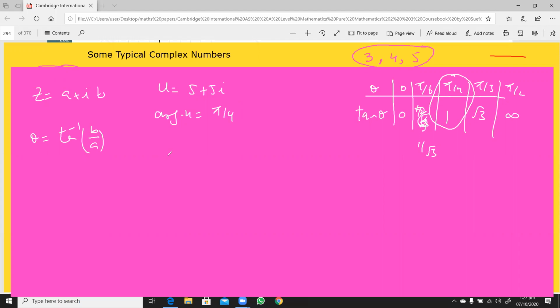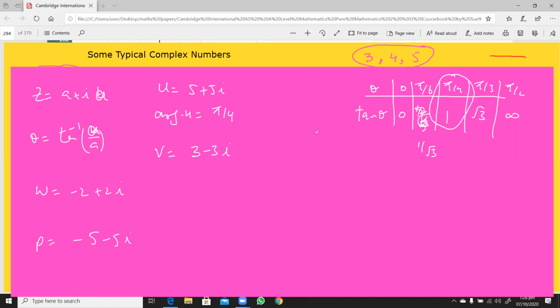Now imagine that instead of this 5 plus 5 iota, you have a complex number which is 3 minus 3 iota, or a complex number w which is minus 2 plus 2 iota, or a complex number p which is minus 5 minus 5 iota. In general, if you have a plus iota a, this is going to be a over a. So in all these cases, your argument is going to be a multiple of pi by 4. Let's see how this is.